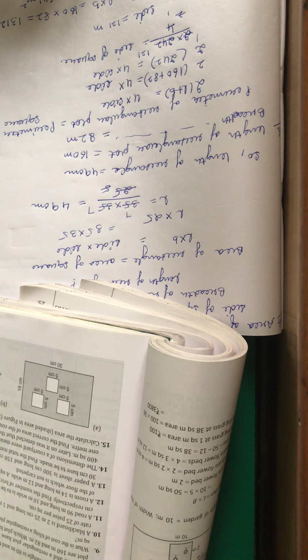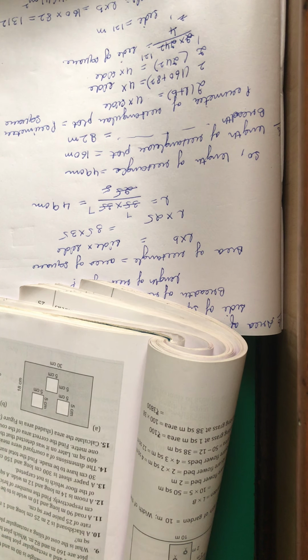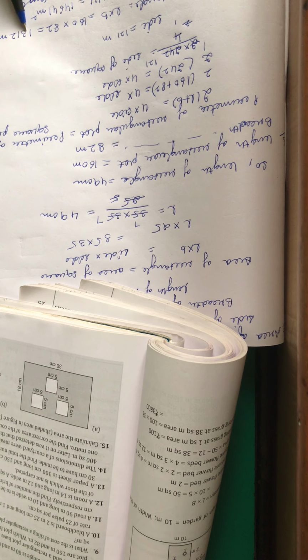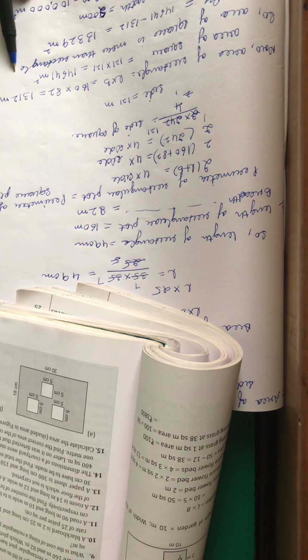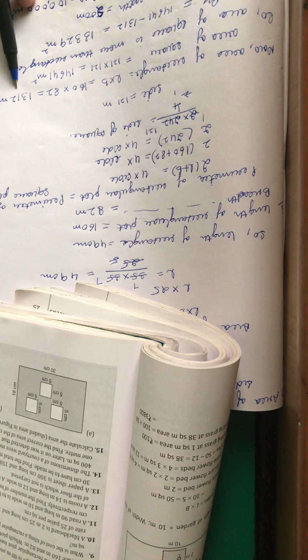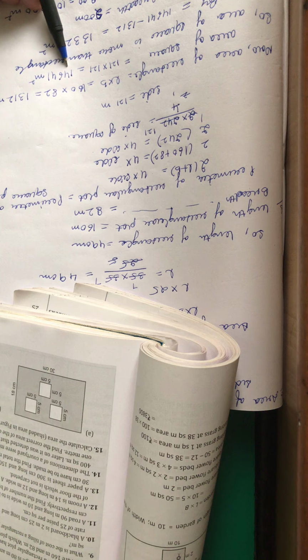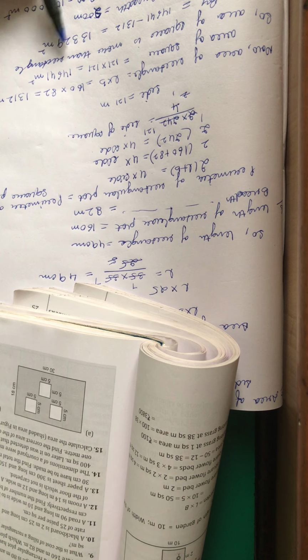Now let us calculate the area and we will see which one is greater. Area of rectangle is length into breadth, so it is 160 into 82, that is 1312 meter square. Keep in mind the units. For area it is meter square. Area of square is side into side, so it is 121 into 121, that is 14641 meter square.